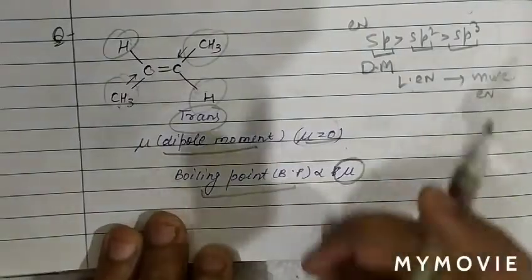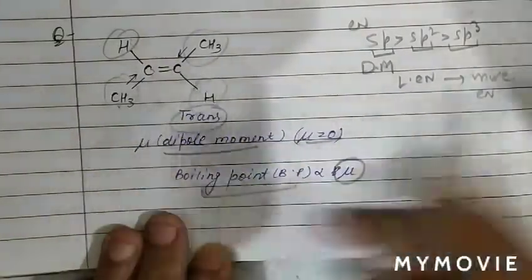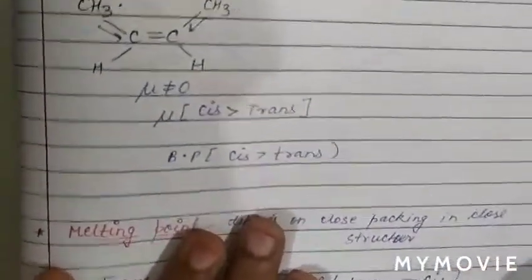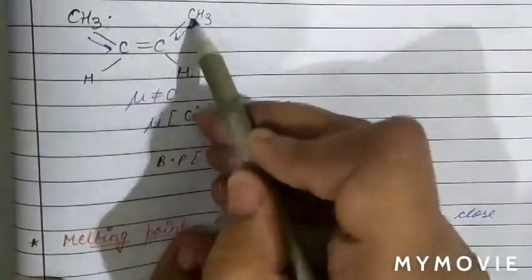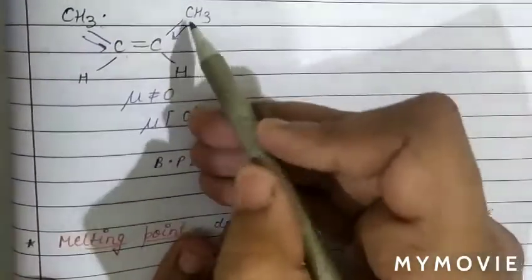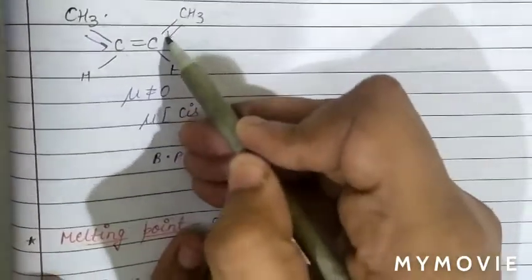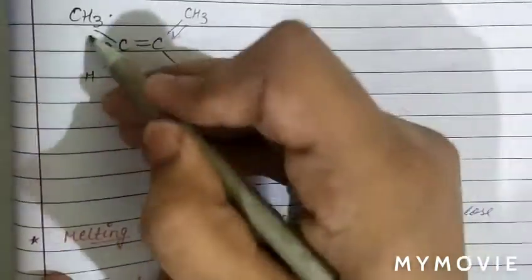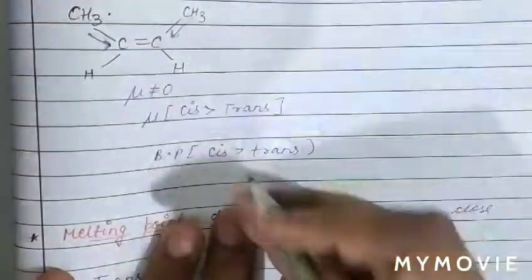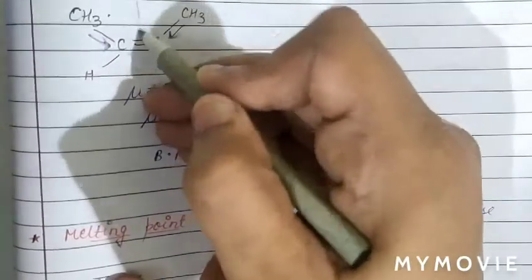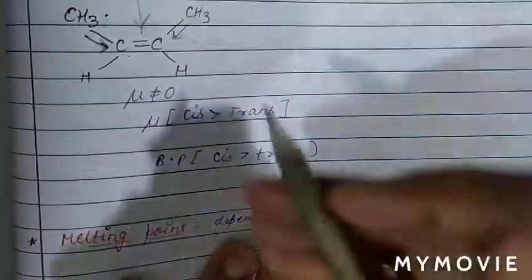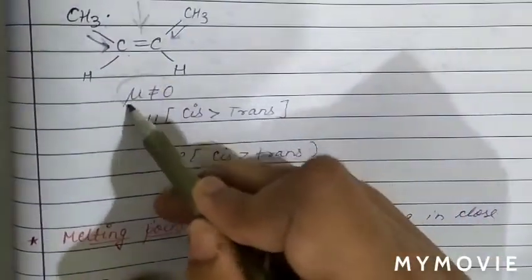Now we will compare the cis isomer of butene. As we can see, when the same groups lie on the same side, we call it the cis isomer. Again, sp3, sp2, vector direction from less to more electronegative. As we can see, in this case, the resultant vector sum is not 0. Therefore, the dipole moment is not 0.